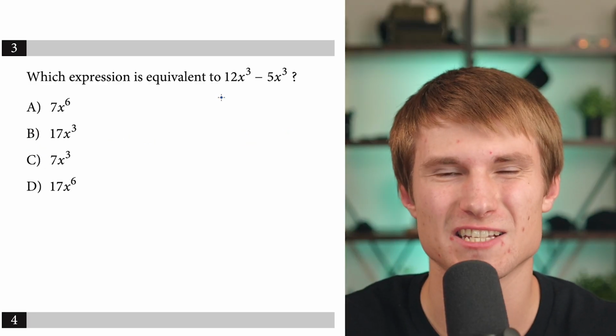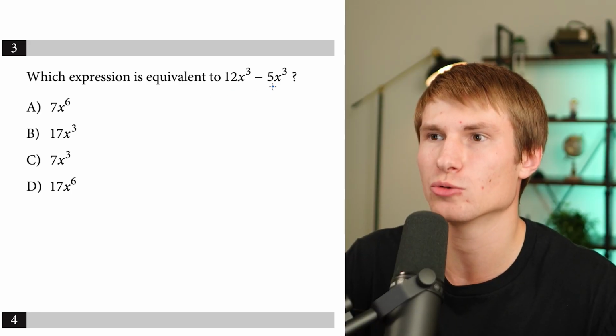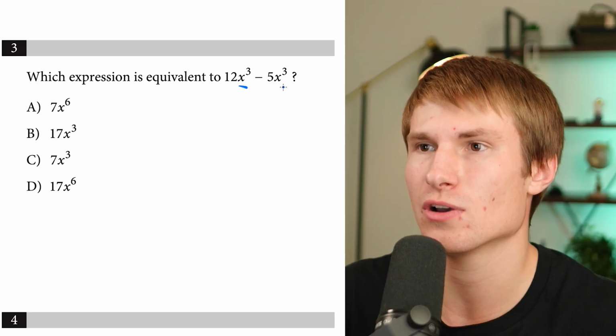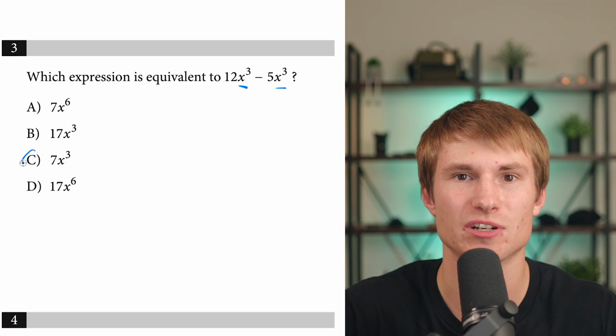Here's how to solve this SAT math question in under 60 seconds. Question 3 states, which expression is equivalent to 12x cubed minus 5x cubed? Key thing here is since you have x cubed and x cubed, you just do that 12 minus 5. That's going to leave you with 7x cubed, and your answer there is going to be C.